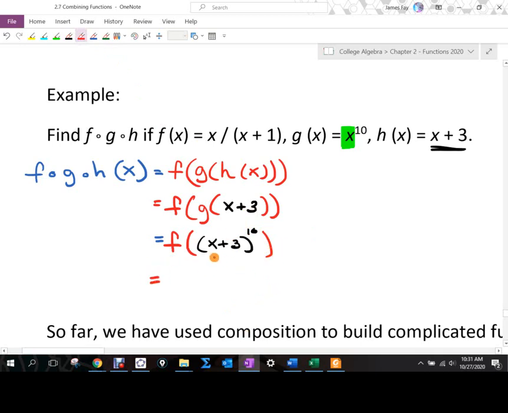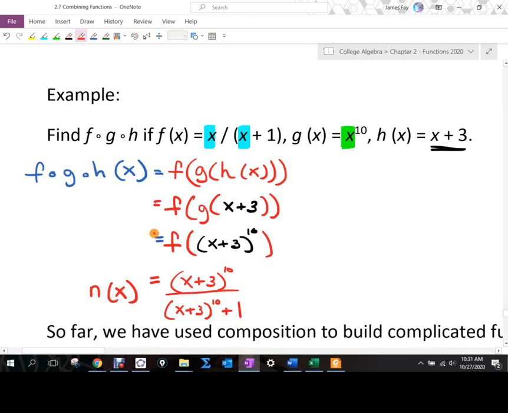Okay. So now I've got my input that I'm going to take into F, right? So everywhere in F that I see an X, I'm going to replace it with X plus 3 to the 10th. So I'll have X plus 3 to the 10th over X plus 3 to the 10th plus 1. That's my new rule. Okay? I'm just going to call that N of X. N for new. Okay, so it's my new rule, right? You're cool with that? Let's talk about its domain.